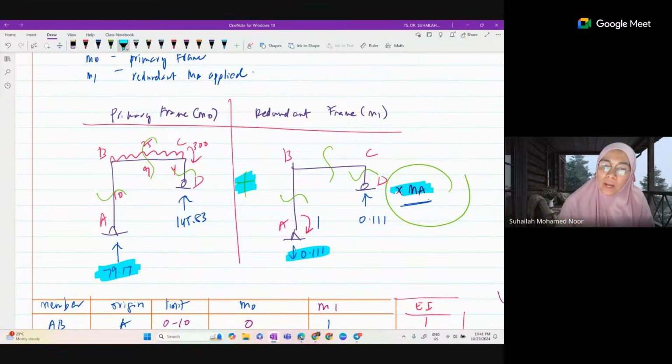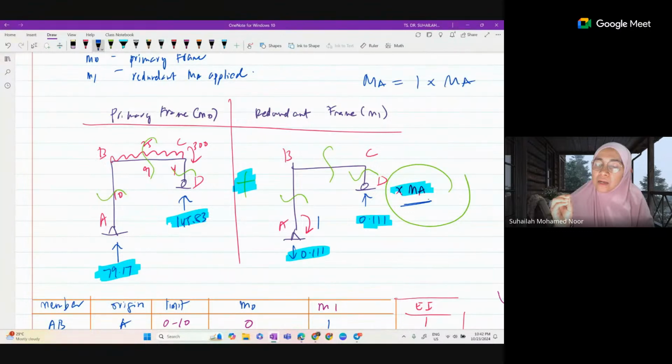Sama juga for DY. DY we have 145.83. DY is 145.83 plus positive 0.111 times MA. So everything in the system, everything, not only reaction, internal force, displacement, everything in the system, we times back with the redundant that we take out. Tadi kan asalnya kenapa jadi kali MA ni sebab dia asal MA, yang kita ubah jadi 1 kali MA.